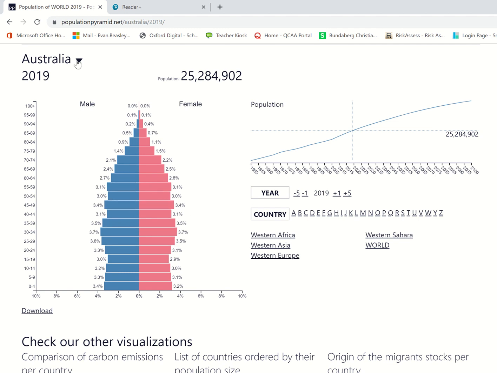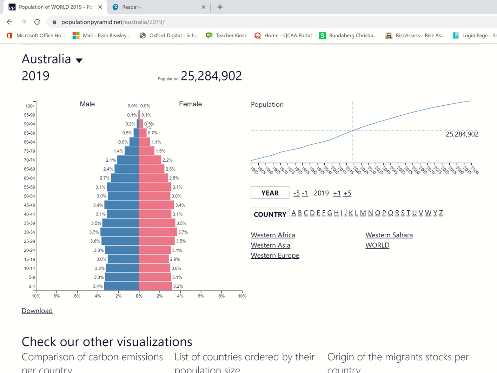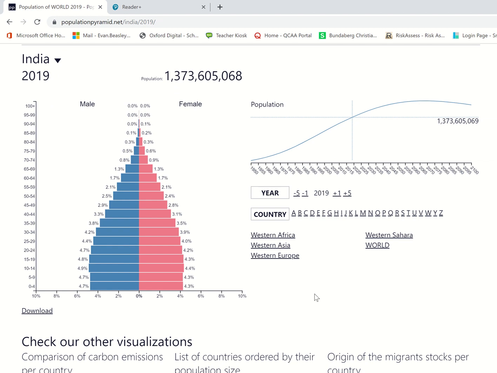And let's compare that to somewhere like India. That's gone. I need to search that again. Sorry. There we go. You can see that India, for example, has a bulk of the population a lot younger than Australia. And we go to an African sort of country.